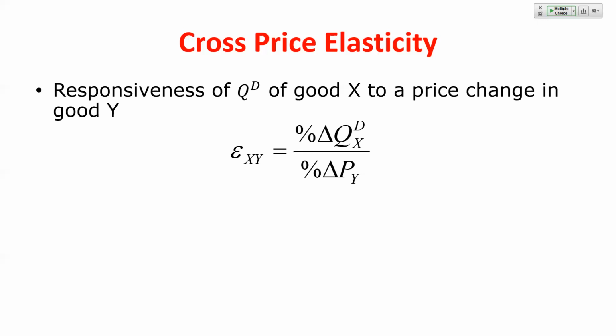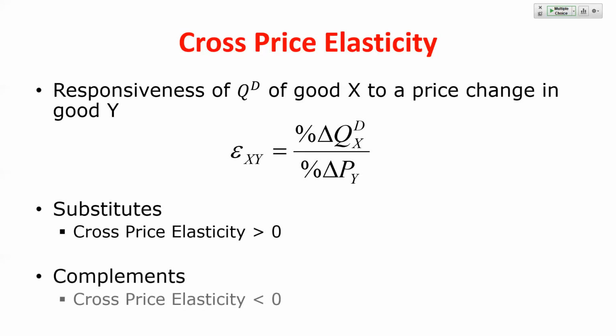This would be evidence that they're complements. If I see a cross price elasticity that's negative, I know that relationship would exist for complementary goods. So if I see a cross price elasticity less than 0, I would say that these are complementary goods. Okay? You see that, all right?